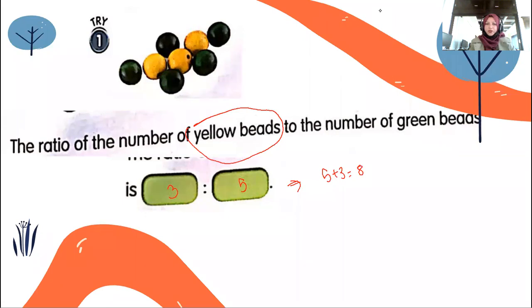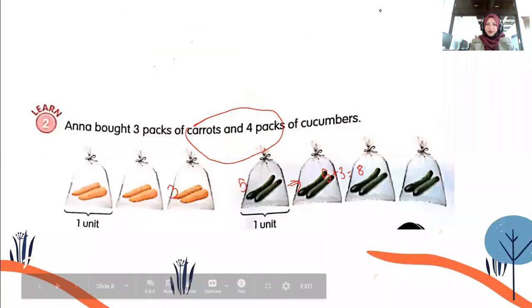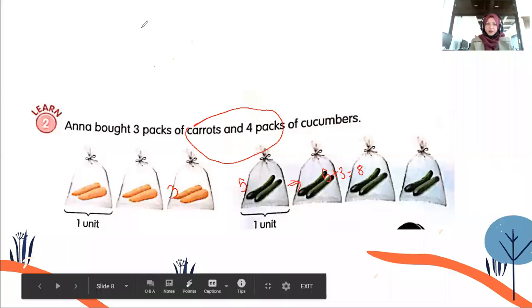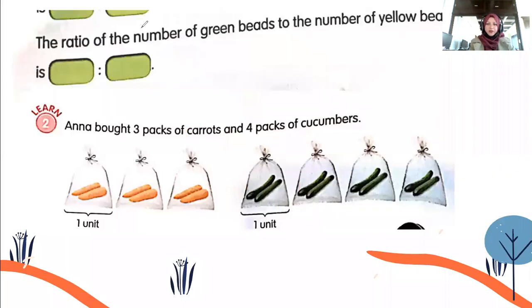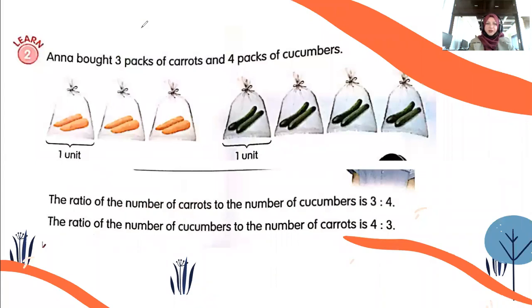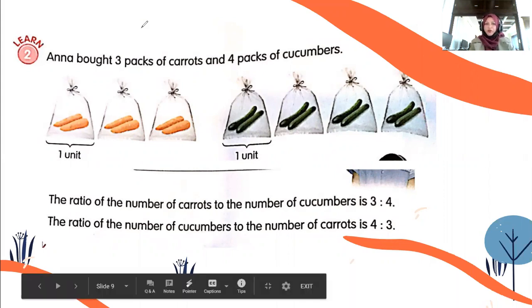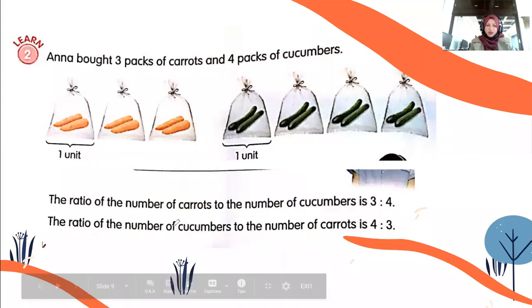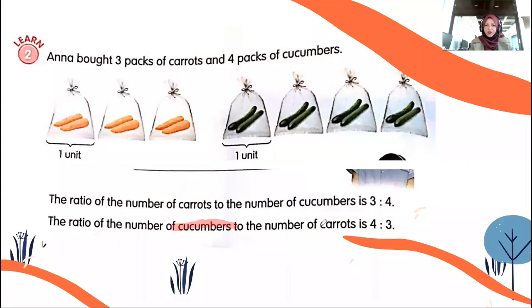Now let's quickly move on to another question. You can do the same thing with various units as well. Anna bought 3 packs of carrots and 4 packs of cucumbers. So here the ratio of carrots to cucumbers is 3 ratio 4. There are 3 packs of carrots and 4 packs of cucumbers. So the ratio for carrots to cucumbers is 3 ratio 4. Whereas when you change the sequence, when you have to give the ratio of cucumbers to carrots, it becomes 4 ratio 3.